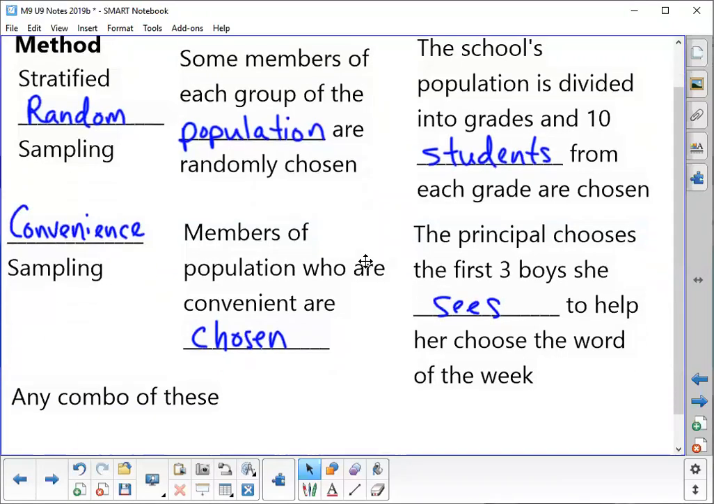You can also combo these things. The example with Ms. Garner is both a convenience sample and a self-selecting sample where you volunteer. It's both of them.